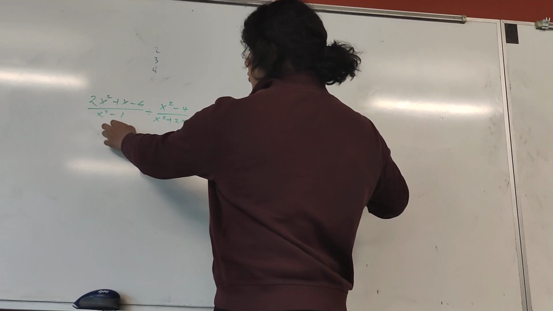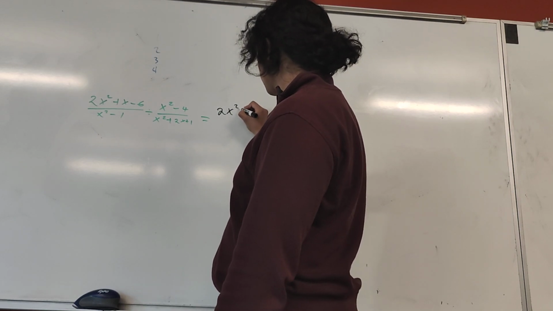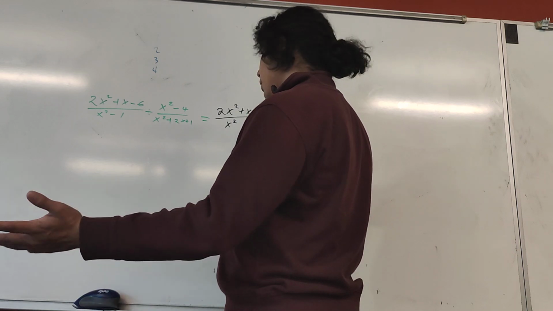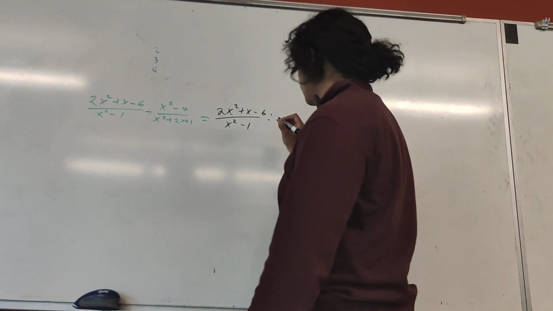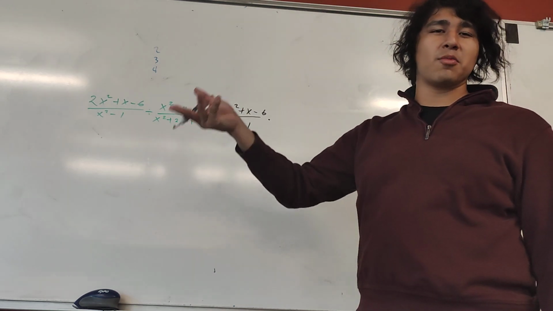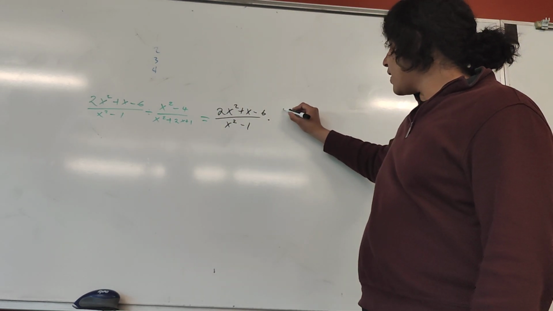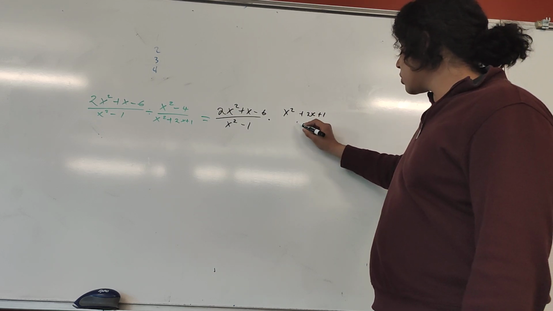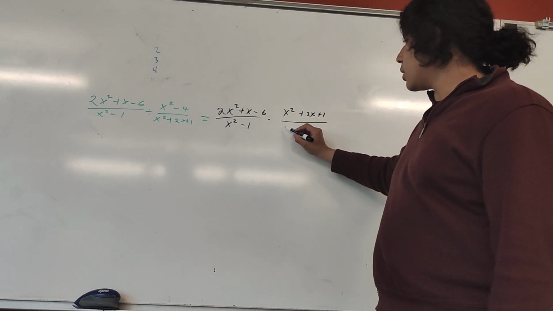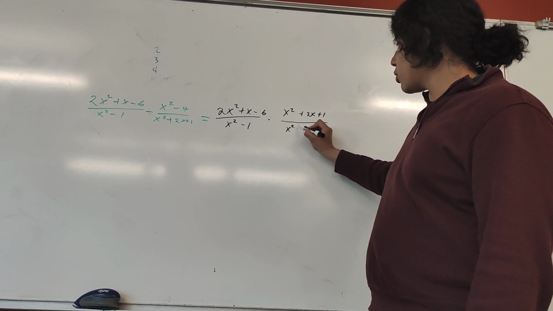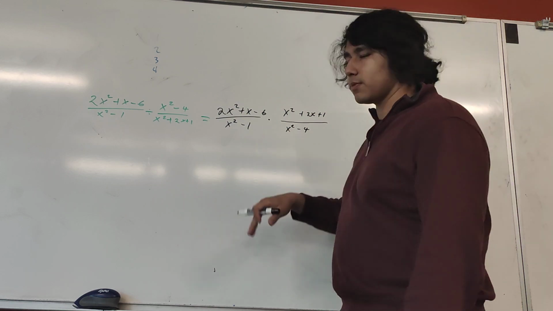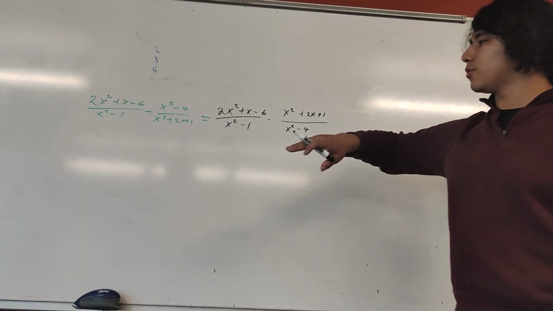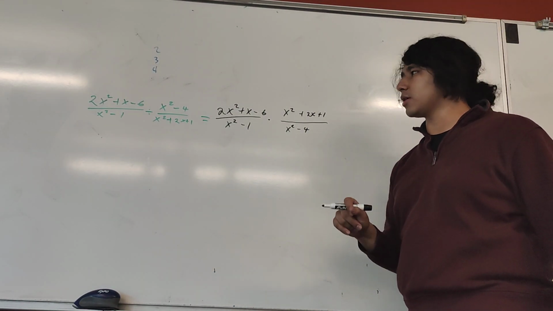So here, the numerator stays the same. 2x squared plus x minus 6 all over 4x squared minus 1 times, since we did the reciprocal, now we can multiply, x squared plus 2x plus 1, all over x squared minus 4. That's the reciprocal of this. You can only do it when you're dividing, not multiplying. Okay?